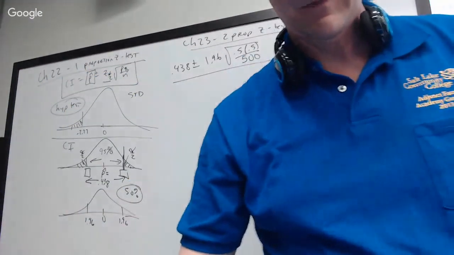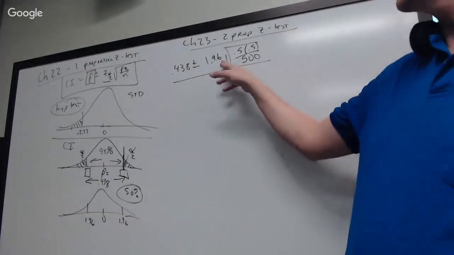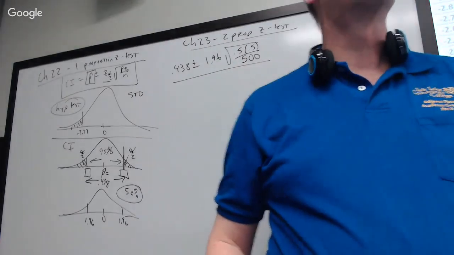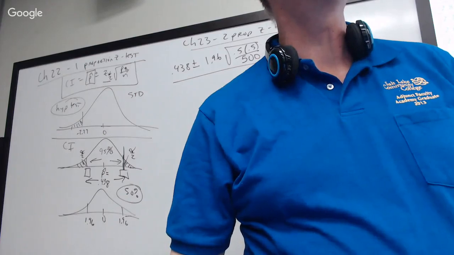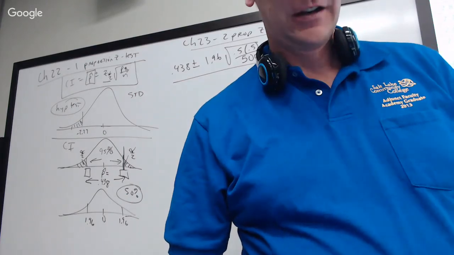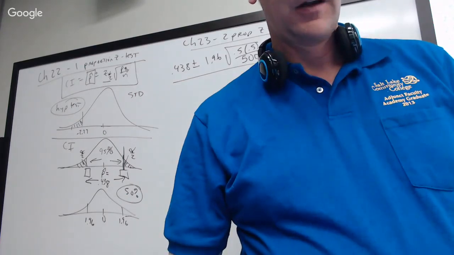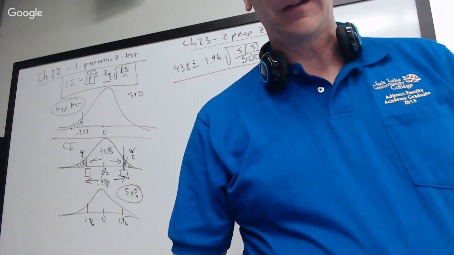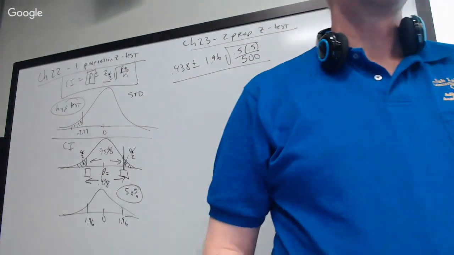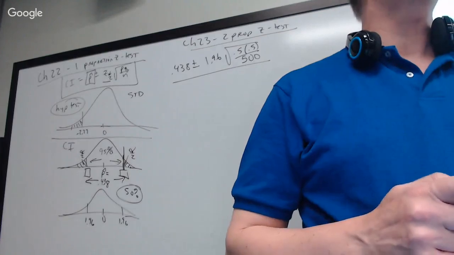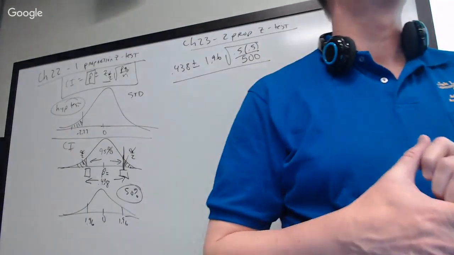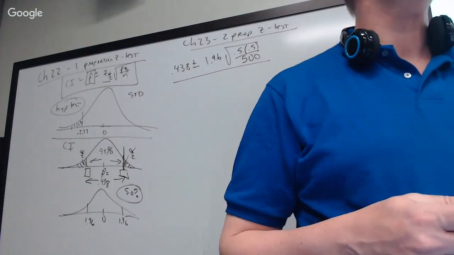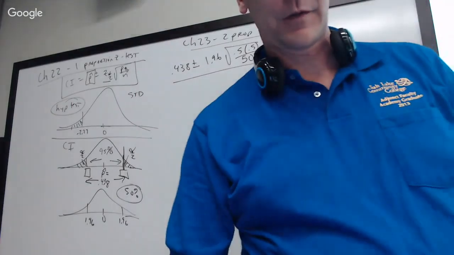Is the square root over 500? Yes, so everything's underneath the square root. And then why is it 0.5 times 0.5? Because q is 1 minus 0.5, which is 0.5. Remember, we were asking if half of your students are prepared. p is 0.5. So q is 1 minus p.